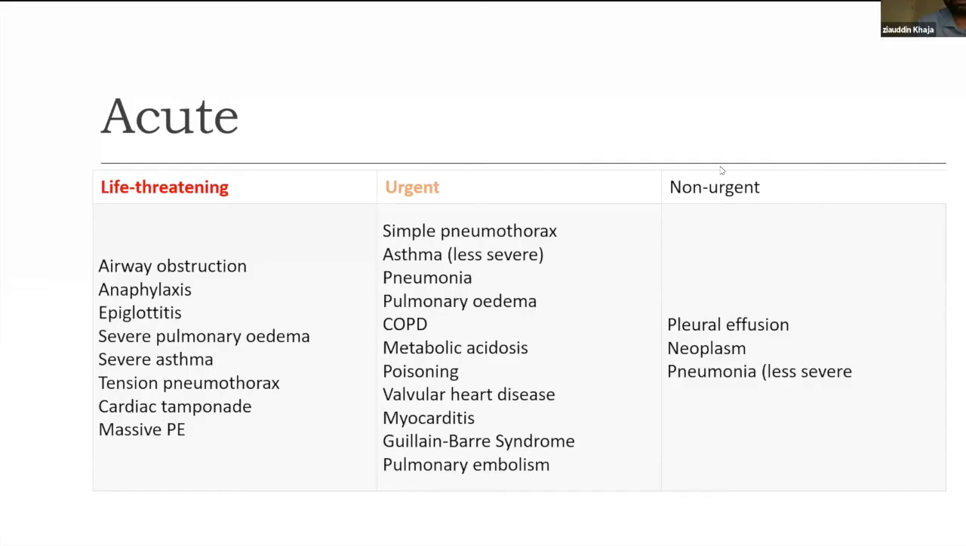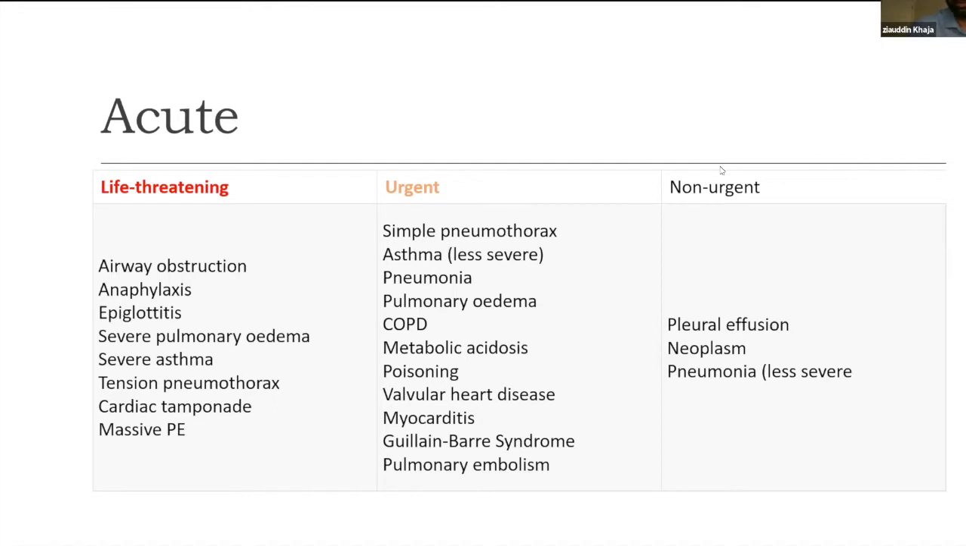Tamponade and massive PE especially. And then, a little less of a degree, these presentations would be urgent, like simple pneumothorax, and then depending on what it is doing at that point, asthma, pneumonia, pulmonary edema, COPD, metabolic acidosis, poisoning, valvular heart diseases, myocarditis, Guillain-Barré, and pulmonary embolism.